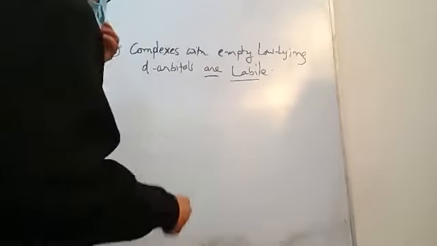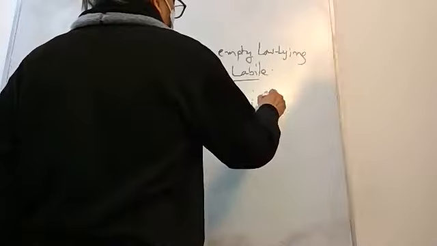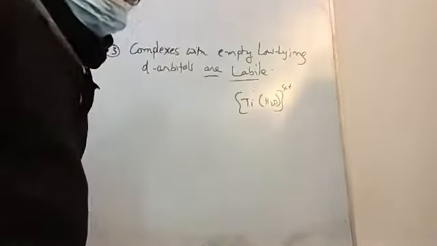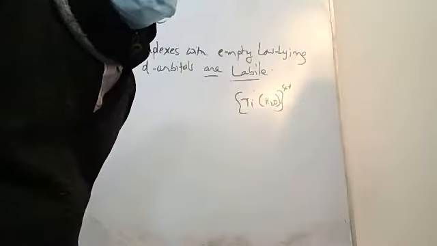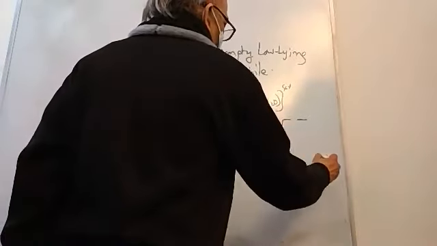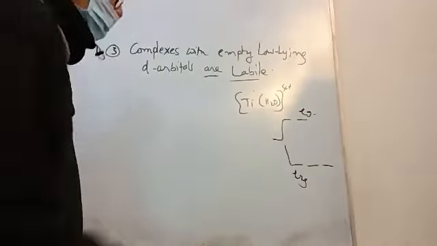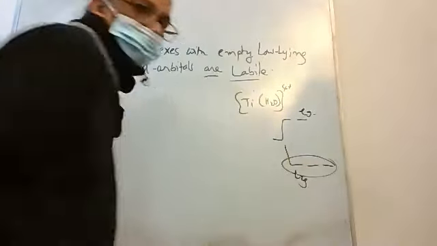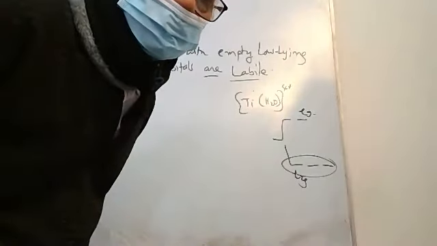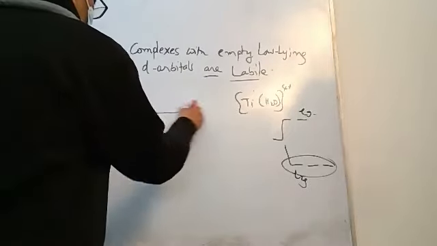Let's look at some complex, something like a Ti 4+ complex. Titanium 4+ is a d0, which means there are no electrons in either t2g or eg. These are all empty. There are no electrons here. Okay, so here is the way we approach this situation.